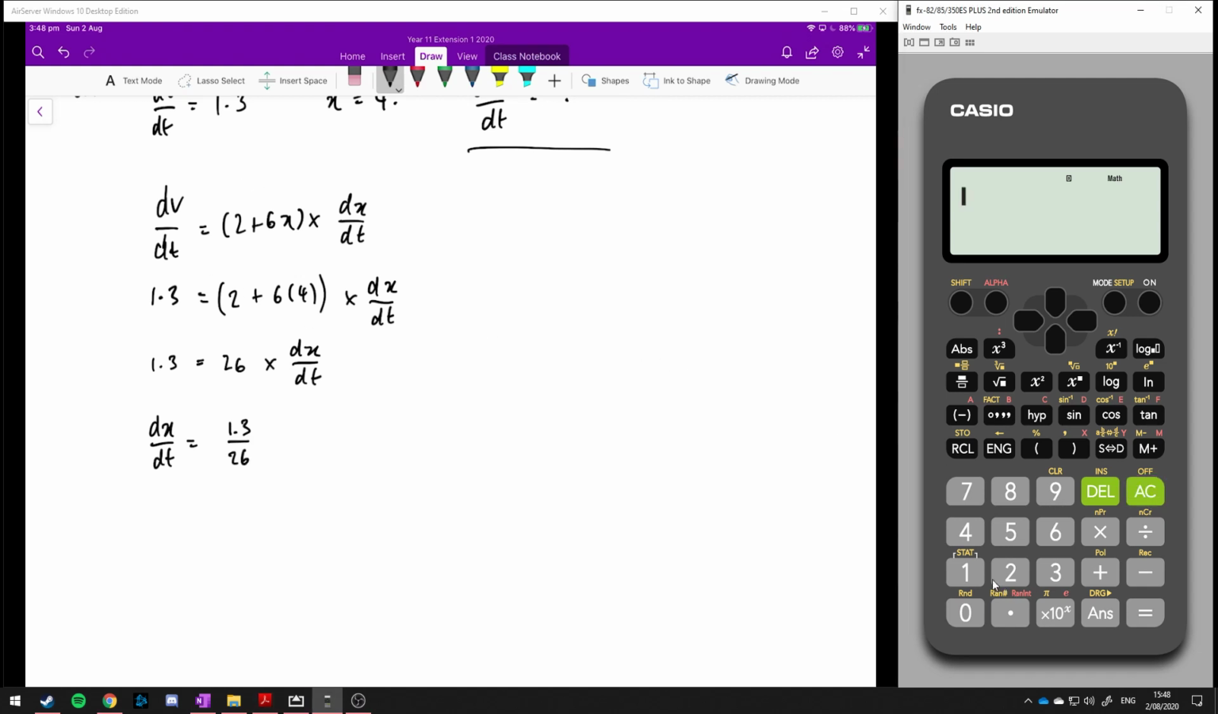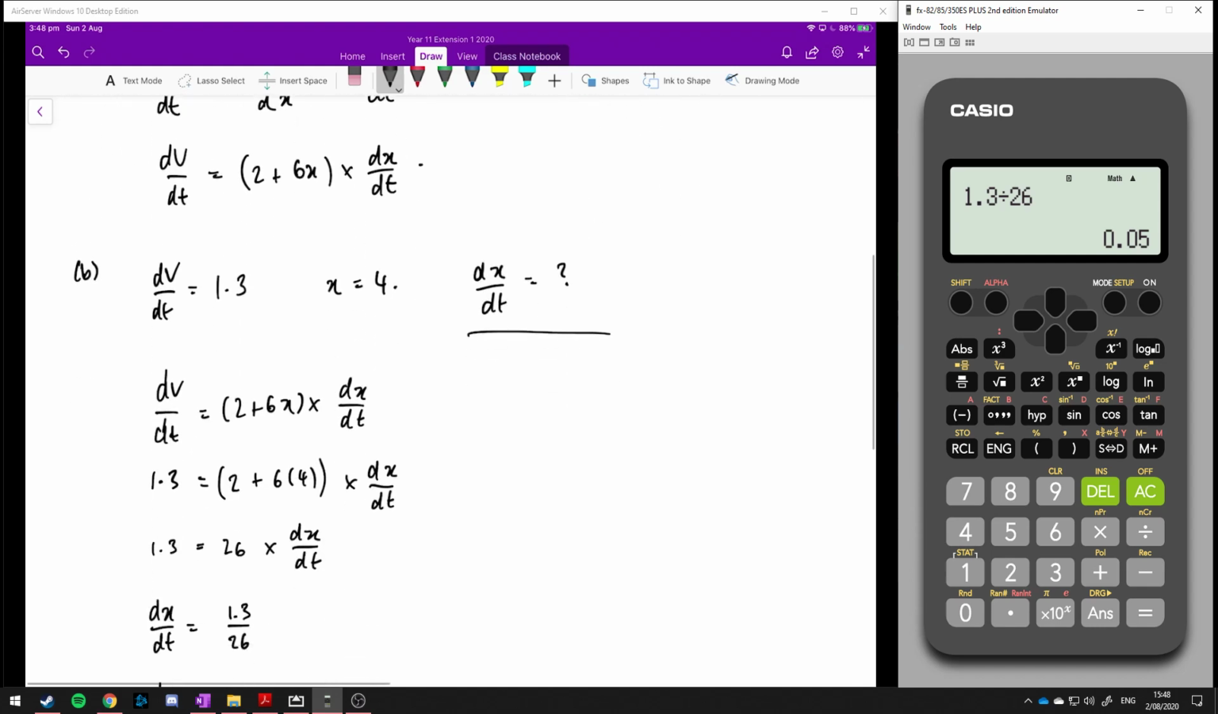We can actually work out what that is. 1.3 divided by 26 gives us 1 over 20, or 0.05. So dx/dt is increasing at a rate of 0.05 when the depth is 4 meters. Basically, when the pool is filling up at a rate of 1.3 meters cubed per hour, then the depth of the pool is increasing by 0.05 meters per hour. And so this one should be meters as well.